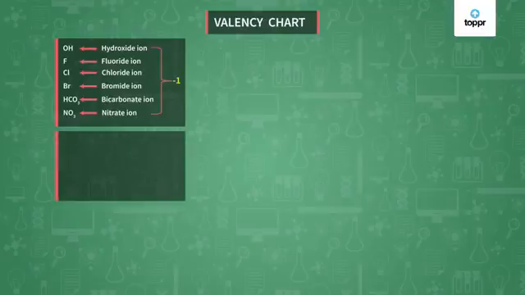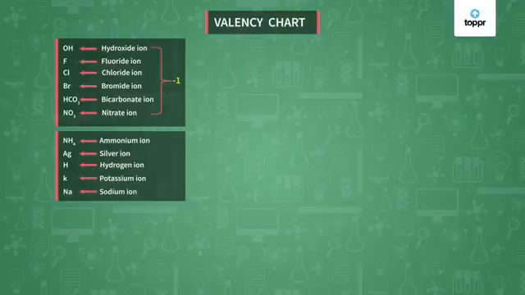Now let's come to the second group. The second group has ammonium, the polyatomic ion NH4. Next is silver. Silver is Ag. Next hydrogen H, then potassium K and sodium Na. Now this group has valency +1. So we shall learn this group using the same tune. And this song goes like this.